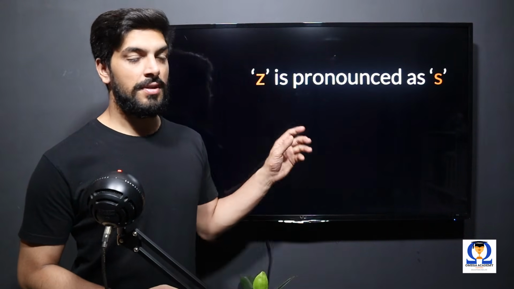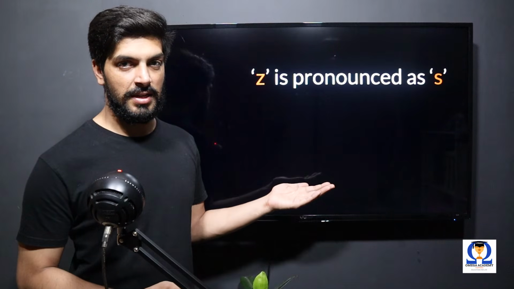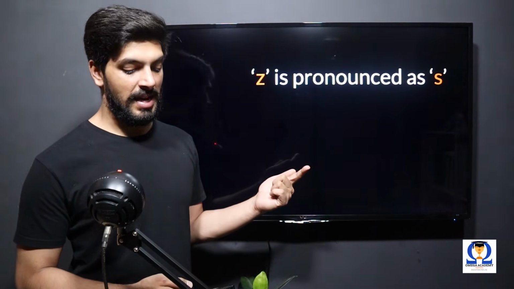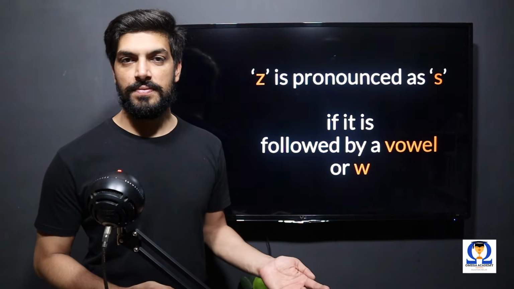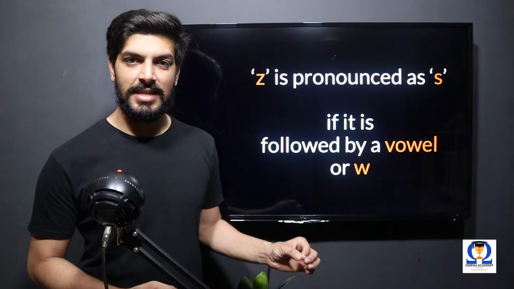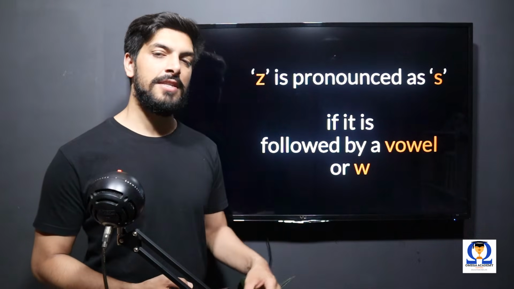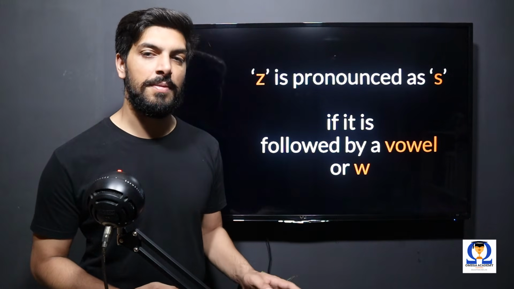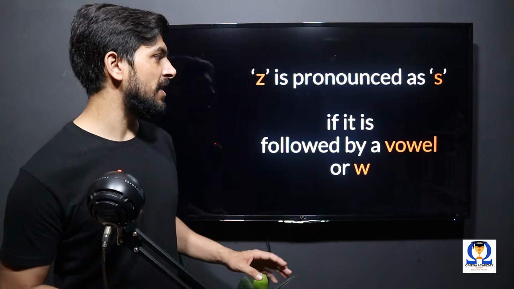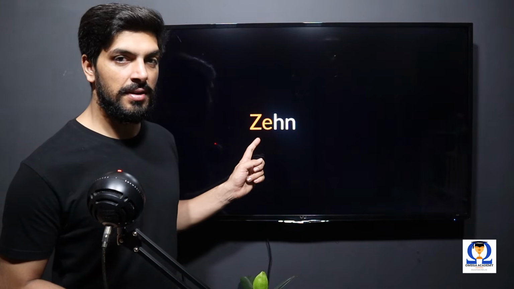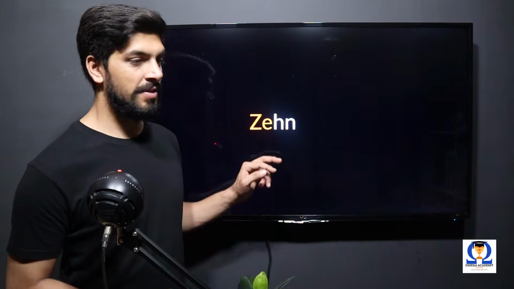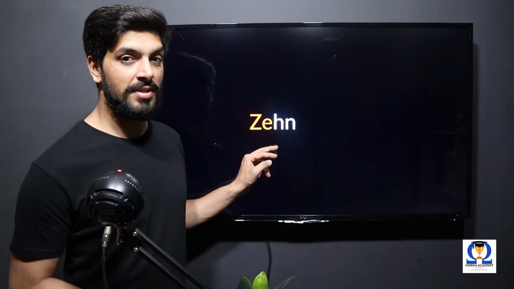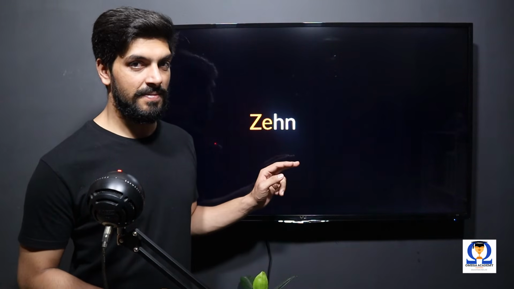Z is pronounced as S. Now this is important. Please go through the whole part here. Z is pronounced as S if it is followed by a vowel or W. Remember, Z is pronounced as S if it is followed by a vowel or W. Let me show you an example to make it clear. This should be, technically speaking, Zen, but no, it's not because there's an E here. So we pronounce it sane, right?